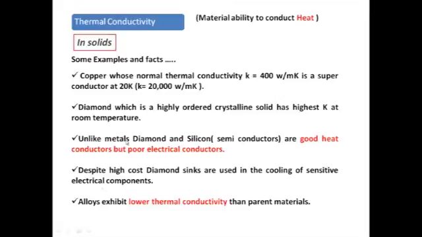Another interesting fact here is alloys exhibit lower thermal conductivity than parent materials. For example, copper has a thermal conductivity of 400 watts per meter Kelvin. Aluminum has a thermal conductivity of 230 watts per meter Kelvin. But an alloy of copper and aluminum, known as bronze, having 90% copper and 10% aluminum, exhibits only 50 watts per meter Kelvin thermal conductivity.